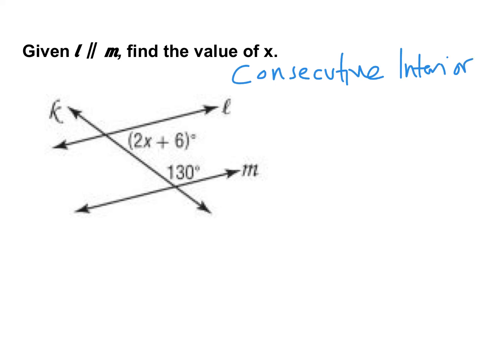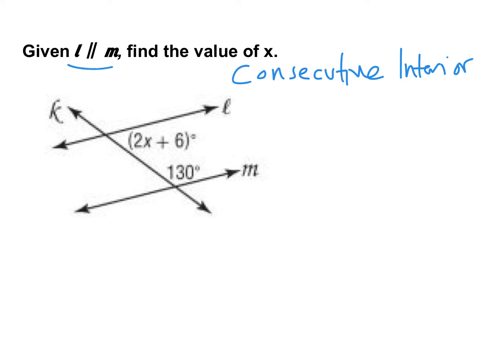Now, because these lines are parallel, L is parallel to M, these two angles have a specific relationship. Consecutive interior angles are supplementary, which means that these two angles inside add up to 180 degrees. And that's how you set up your equation.